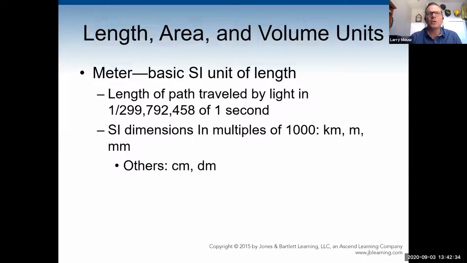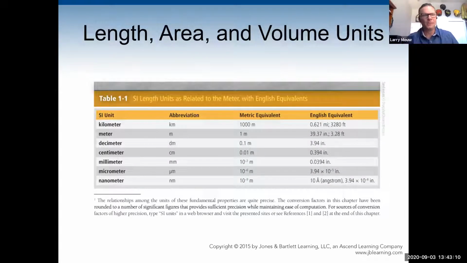The SI dimensions are in multiples of 1,000. So we have a kilometer, which is 1,000 meters. We have a meter. We have a millimeter, which is 1/1000th of a meter. We do see some others that it's broken down. Again, these are broken down in multiples of tens. We have a centimeter, which breaks a meter into 100. A decimeter breaks a meter into 10. So there are just different ways of breaking things down versus 1 inch, then 12 inches equals a foot, 5,280 feet equal a mile. So it's just a little more standardized in the SI system. There we see that chart with a few of those things that we talked about.